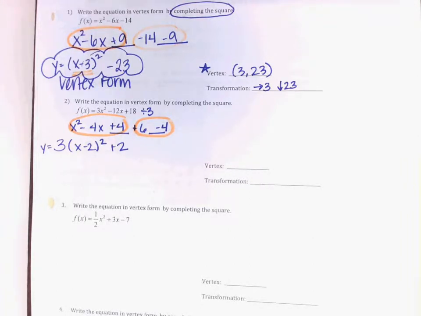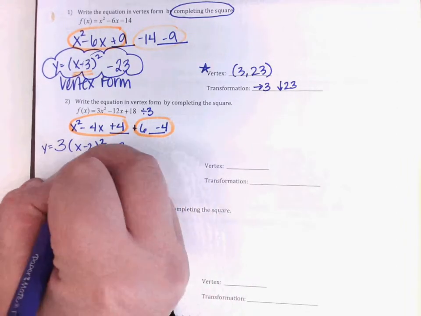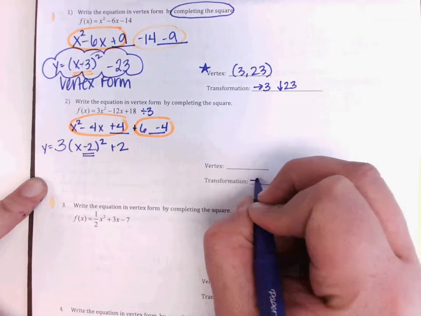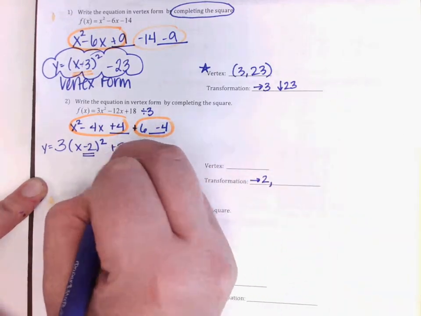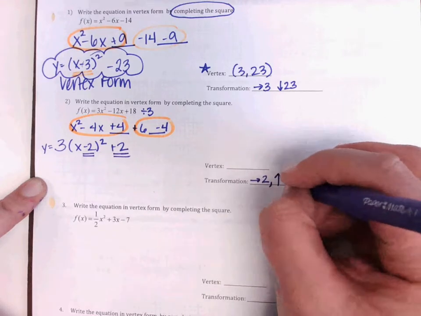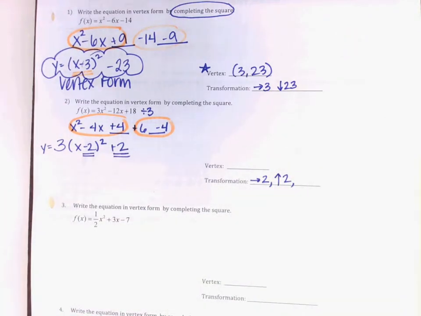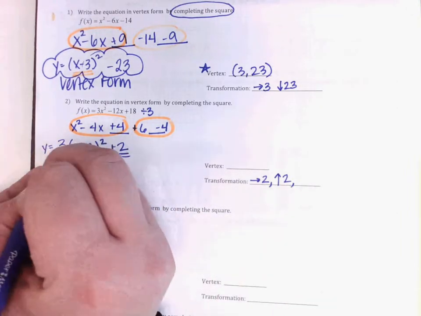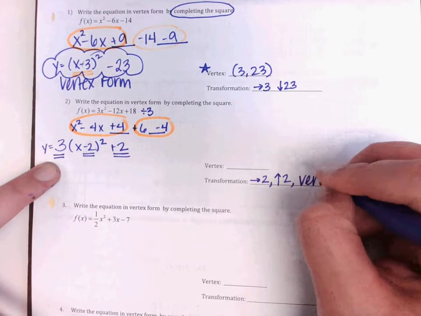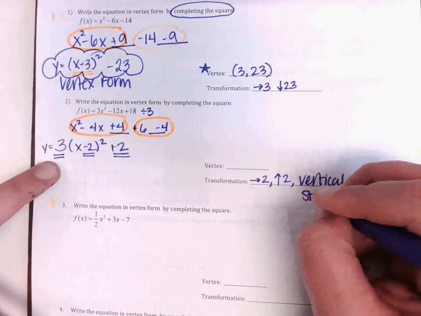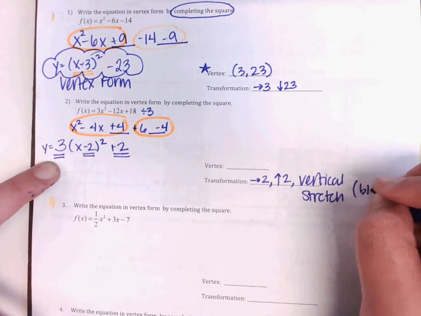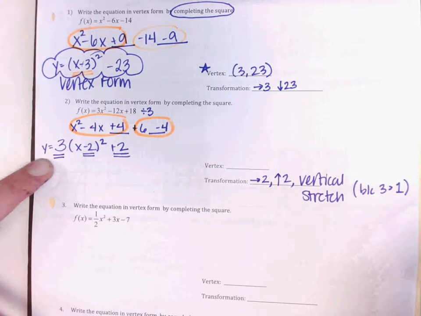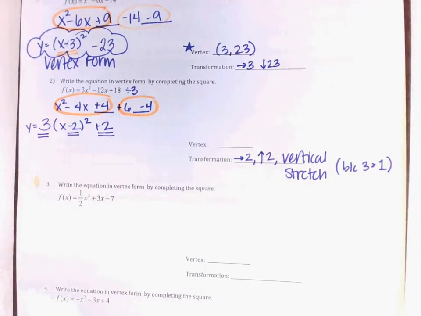Okay? So from here, which way would I be shifting my graph? There's a minus 2 here. Which way do I go? Right 2. Then what about this guy? Up 2, and then if I have a 3 in the front, is that a vertical stretch or a vertical compression? This number here is a vertical stretch, because 3 is greater than 1. 1 is the cutoff, so if it's a number smaller than 1, it's a compression. Bigger than 1, it's a stretch.